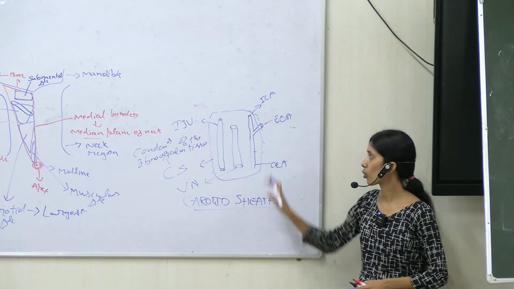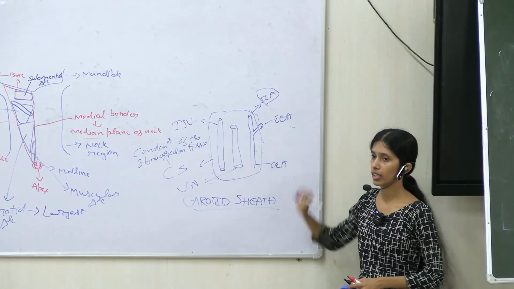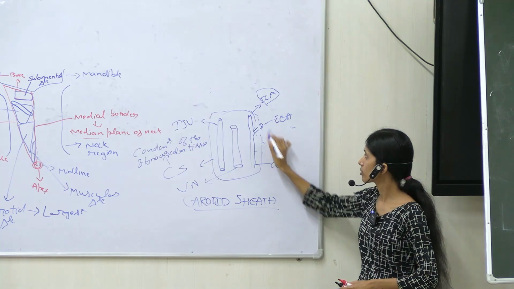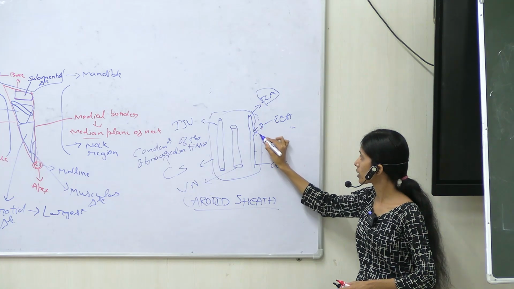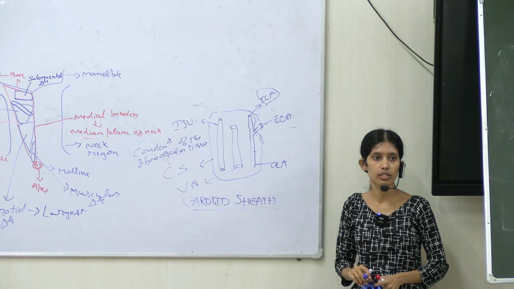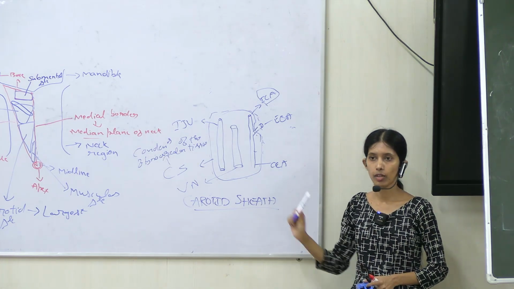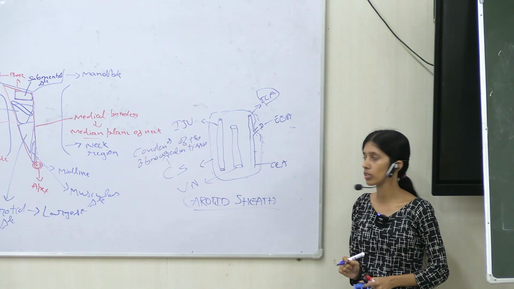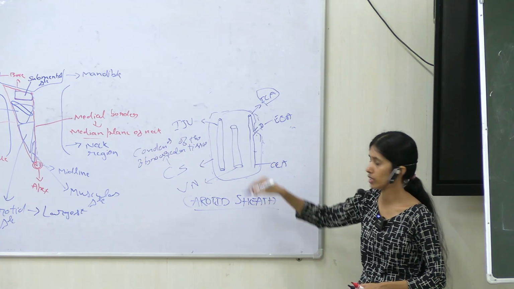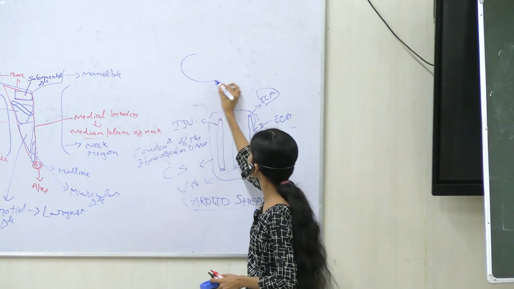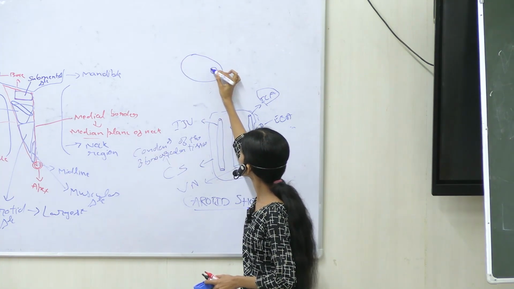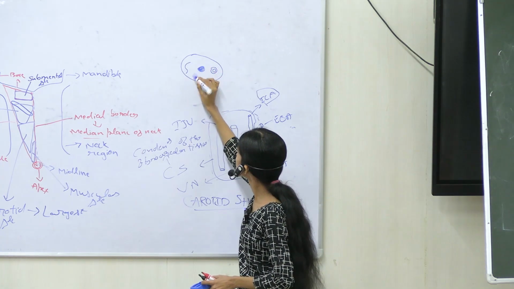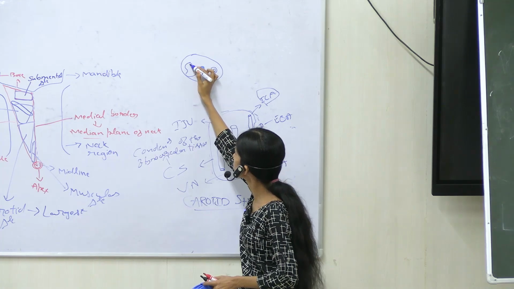And your carotid sheath only covers the internal carotid artery and not your external carotid artery. Okay. Your external carotid artery is present outside the carotid sheath. Any doubts in this? Any doubts? No doubts? So if I take a cross section of this part, it looks like this. Okay. So this is the artery, this is the vein and this is the nerve.